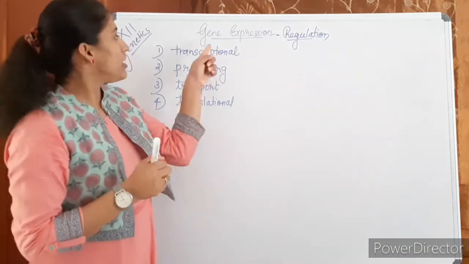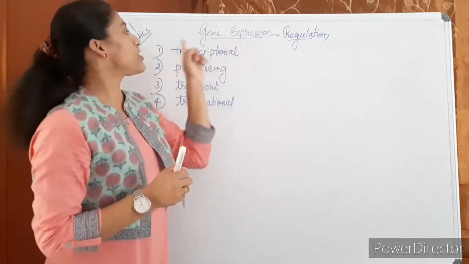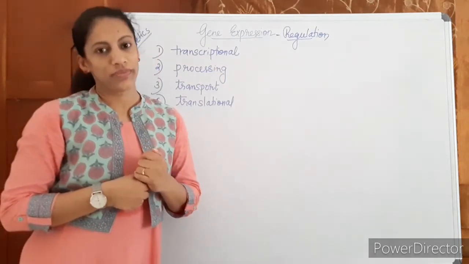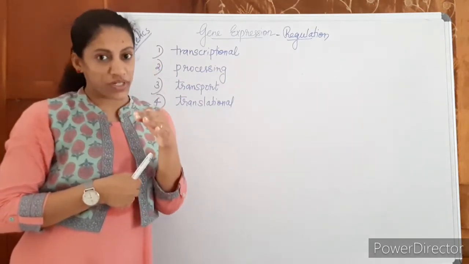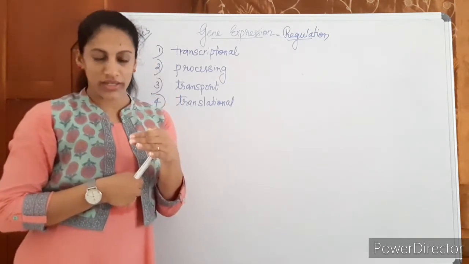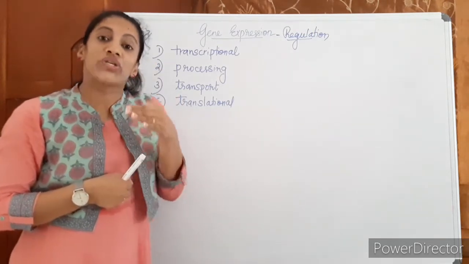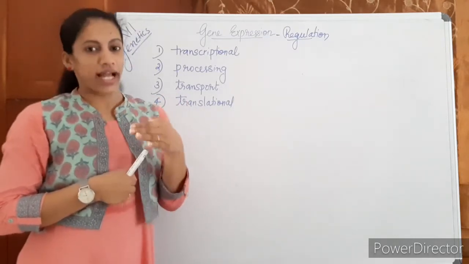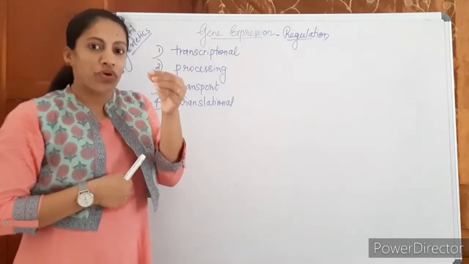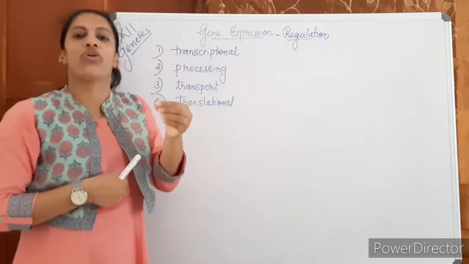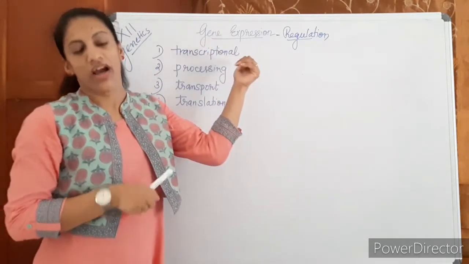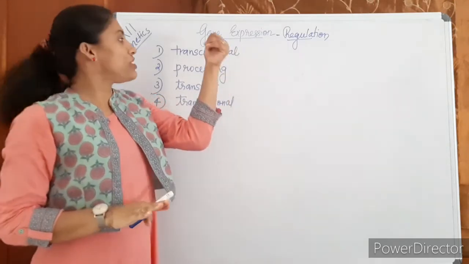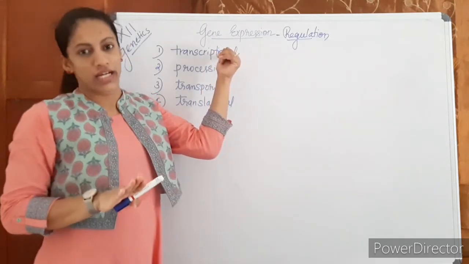What do you mean if I say the gene expression is regulated in transcriptional level? That means at the transcription itself, it is controlled whether it should be done or not, if it's needed or not. Okay, that means if the particular protein is required, then only that is transcribed. Otherwise, the transcription is blocked. Okay, so this is transcriptional level regulation.